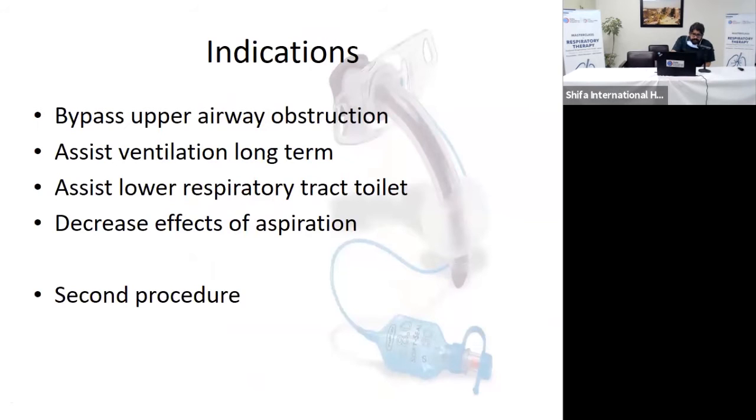So what are the indications? As you mentioned: bypassing upper airway obstruction, to assist in long-term ventilation, for lower respiratory tract toilet or clearing the secretions, and to decrease the effects of aspiration. There are people like Parkinson's patients. We do elective tracheostomies. Sometimes in children with cerebral palsy, we do tracheostomy so that they don't aspirate. And I sometimes do it as part of my second procedure where I am doing a head and neck resection and I know the patient will have an upper airway obstruction for some reason for a few days. So I put a tracheostomy tube in for 3-4 days and then we take it out.